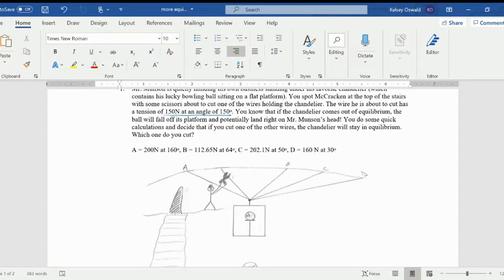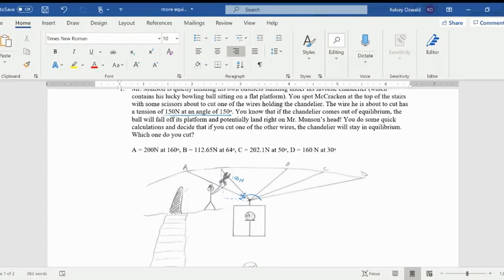So we know this wire has a force of 150 newtons at an angle of 150. But we know we typically work with acute angles, or angles less than 90. So when we make our triangle for that wire that we're cutting, instead of using the 150, we subtract that from 180 to find our interior angle of 30 degrees. So the wire that we are cutting has a force of 150 newtons at an angle of 30 degrees.